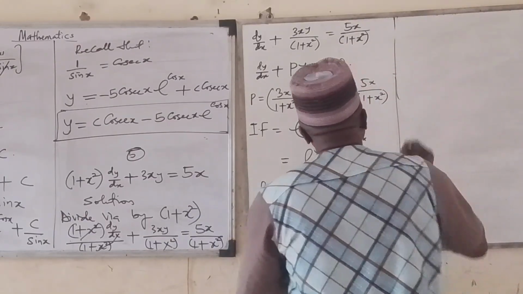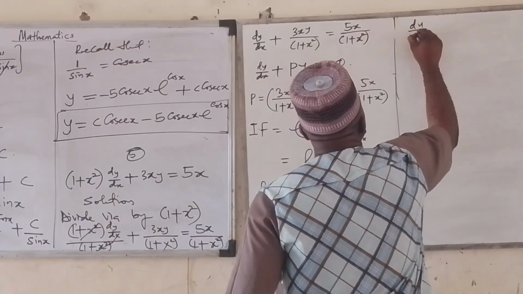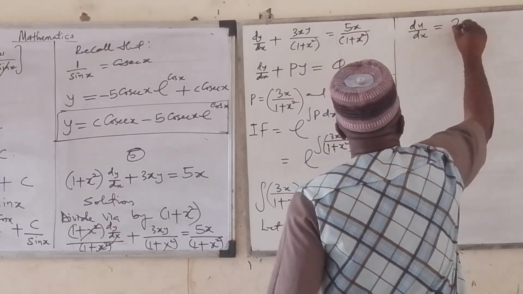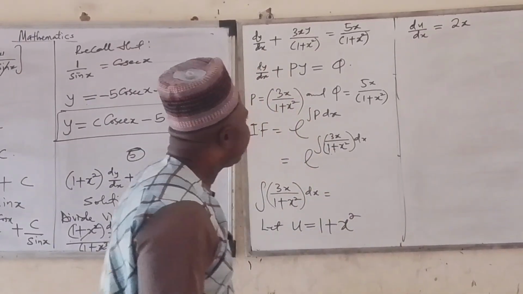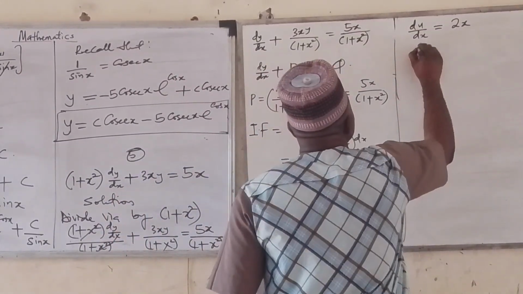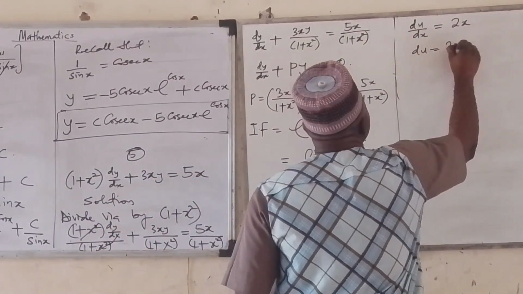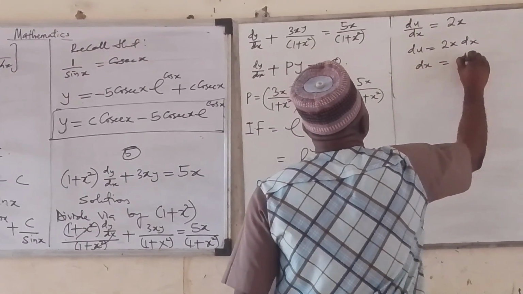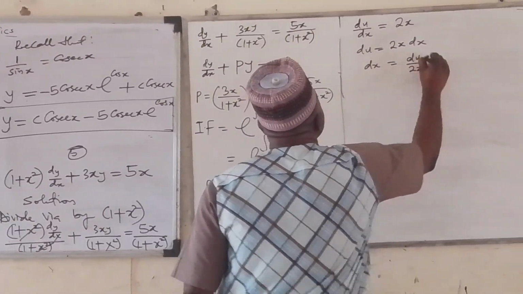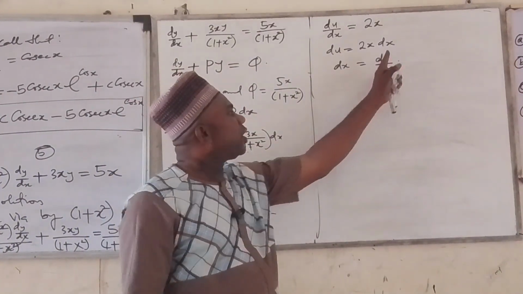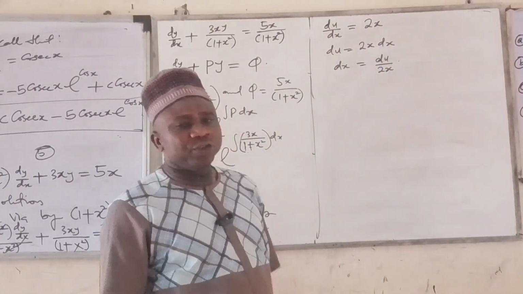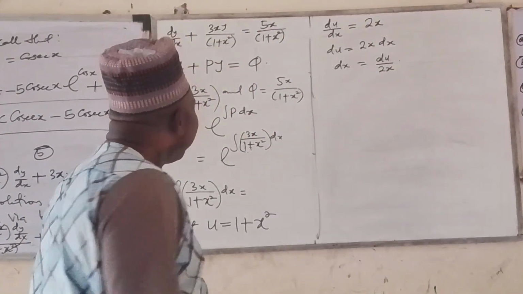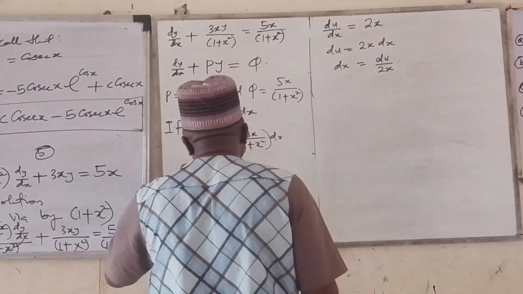So now du all over dx will be equal to 2x. So it means du will be equal to 2x dx. dx will be equal to du all over 2x. To get the value of dx, you divide both sides by the coefficient of dx, and the coefficient there is 2x. So it means the integrating factor here.